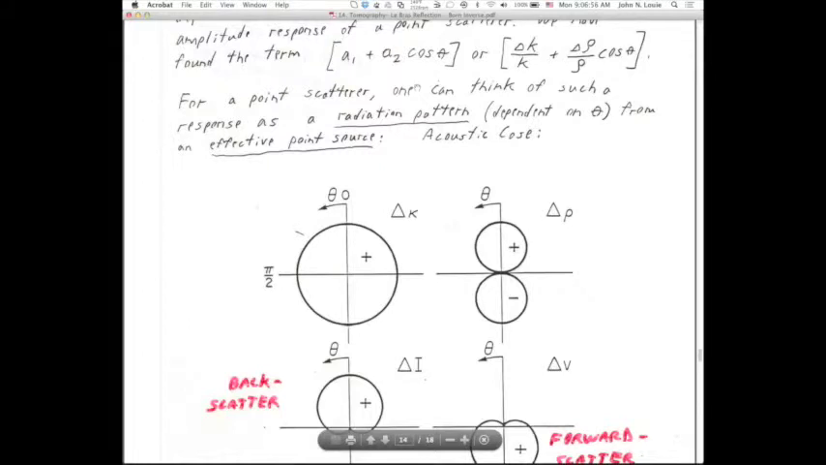approximation, asymptotic approximation, we have a delta incompressibility that's much, much less than the full incompressibility. We have a delta rho that's much, much less than rho. And the reflection coefficient, as it were, depends on these deltas. And you can see that in the incompressibility K, there's no dependence on angle.